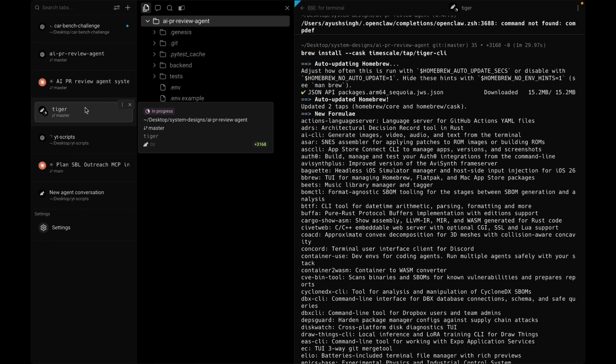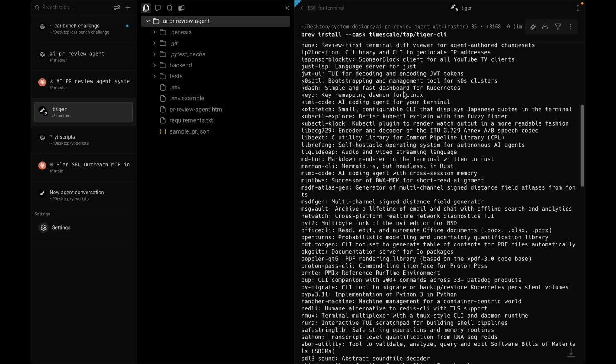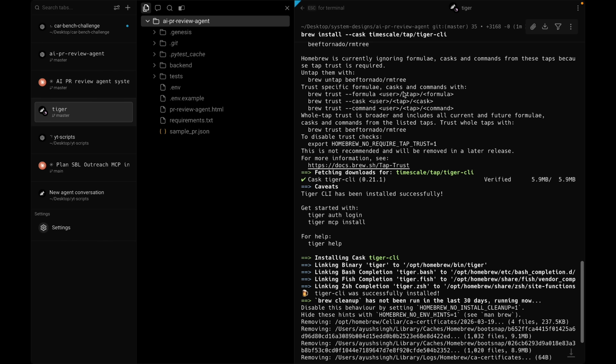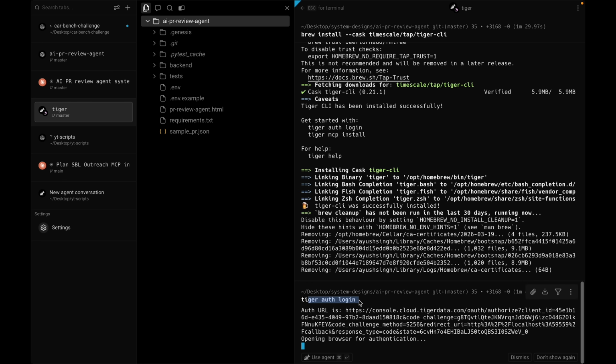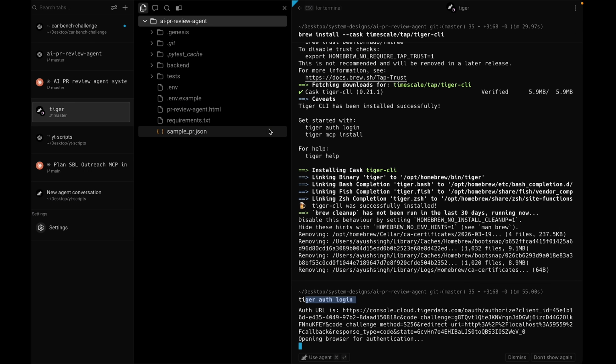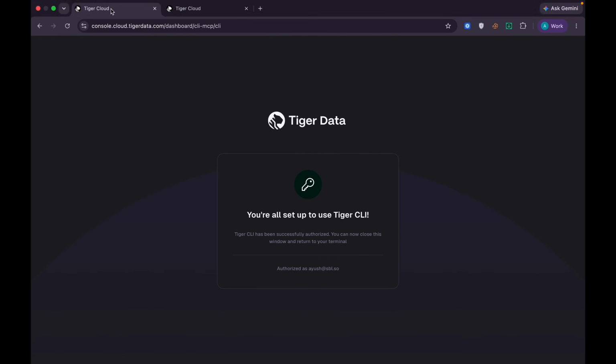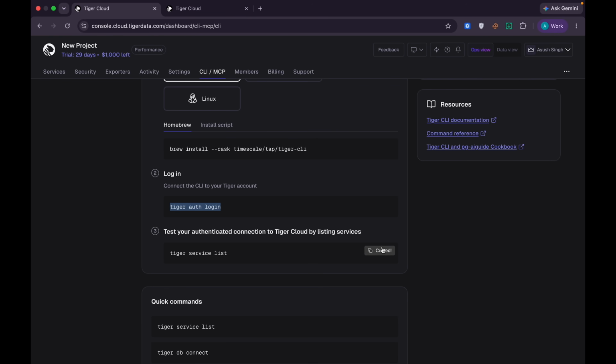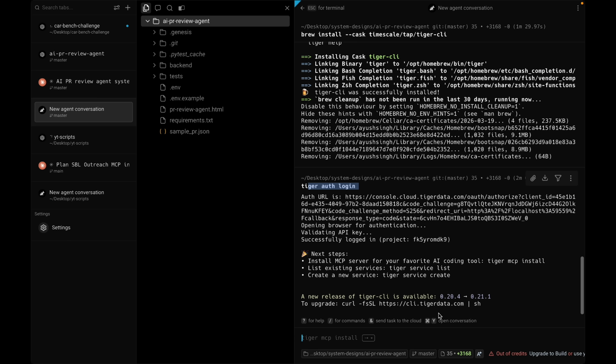So basically that's what I did over here: I installed it. I actually deleted it just to show you guys. Then Tiger Auth login, and you can just go ahead and authorize your Tiger CLI, because this will give you an MCP so that your Claude can do a lot of its tasks. So it says all set up, and then it says, let's truly test the services.